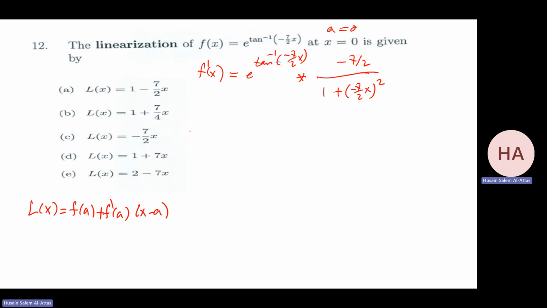Okay. So L of x will be f of a, e to the power tan inverse of 0, since a is 0. Tan inverse of 0 is 0, e to the power 0, that will be 1. Plus f prime at a, substitute here at 0, that will be 1, so I have minus 7 over 2 times x minus 0. So I have 1 minus 7 over 2 x, which is this one.